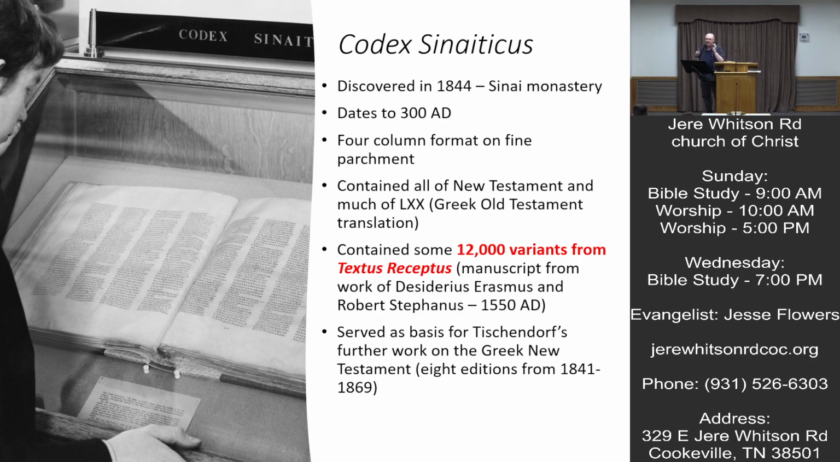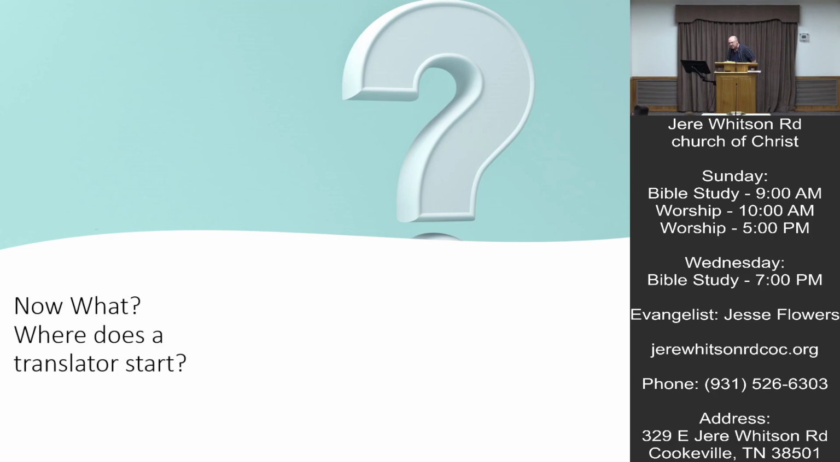And we start to get into the idea of, does it make a difference where the manuscript came from? Does it make a difference how old the manuscript is? And the answer ahead of time is yes, but we're going to get to the whys. All right, and then Tischendorf went on to do great things. He published many other works, 8 more editions between 1841 and 1869. So, good stuff.